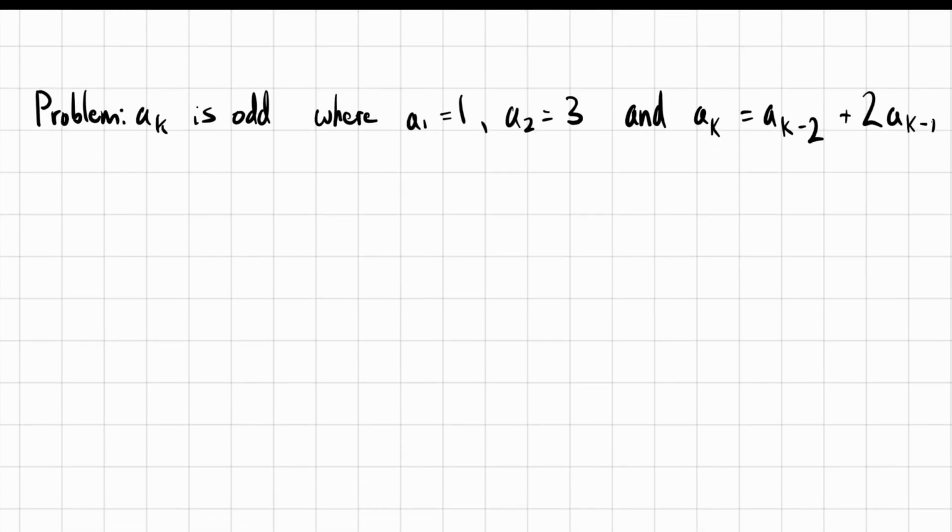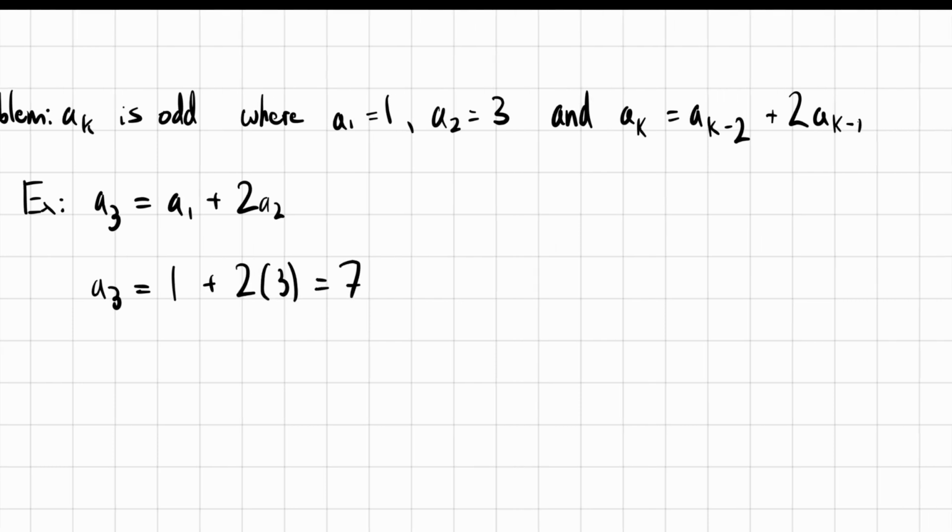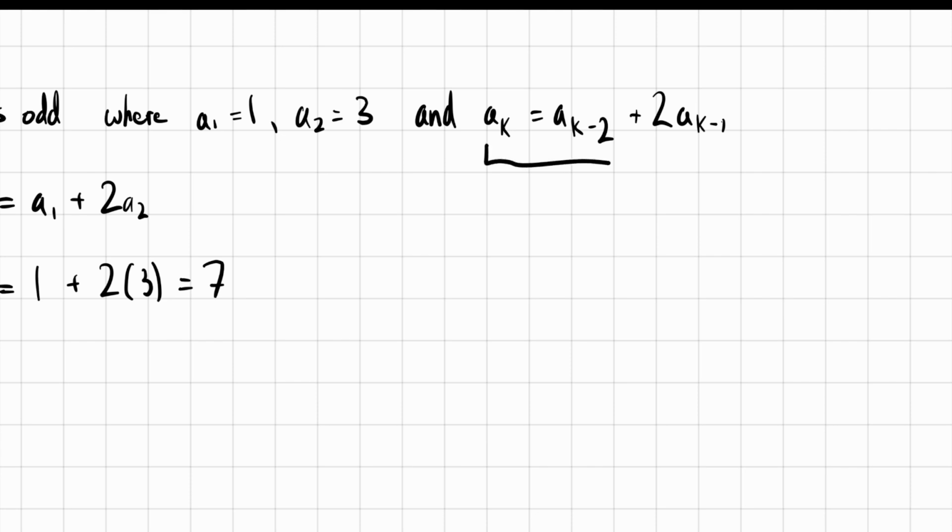Okay, so let's go through a practice problem, just to see how this works. We can go through an example where we want to get a of 3. If we look at our formula, we see that a of 3 is equal to a of 1 plus 2 of a of 2. In this problem they gave us a of 1 and a of 2, otherwise we wouldn't be able to start the formula. So that means a of 3 is 1 plus 2 times 3, which is 7, which is odd. So the goal of this proof is to prove that this is always odd.